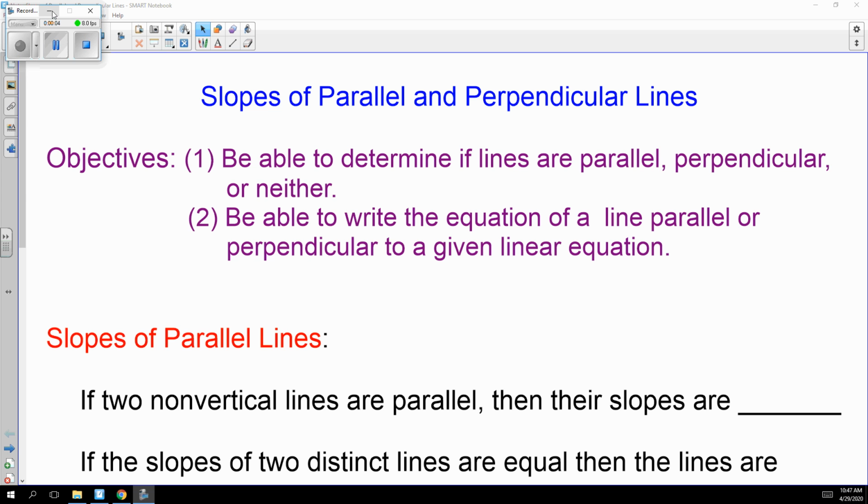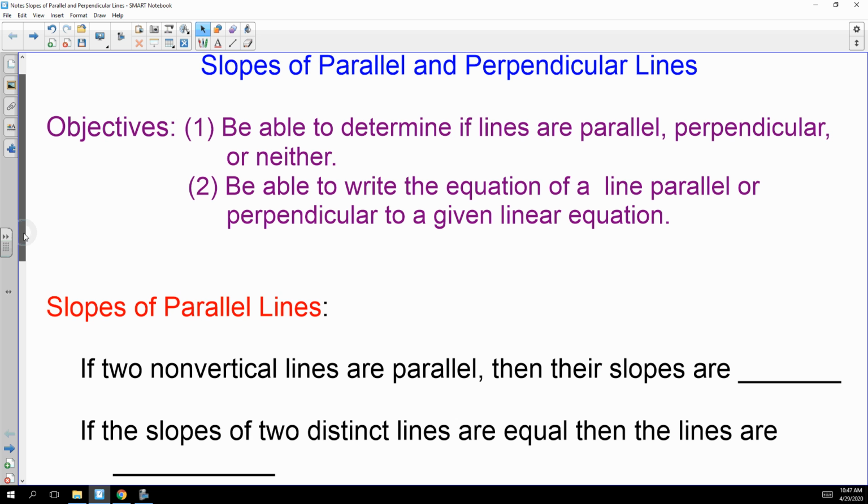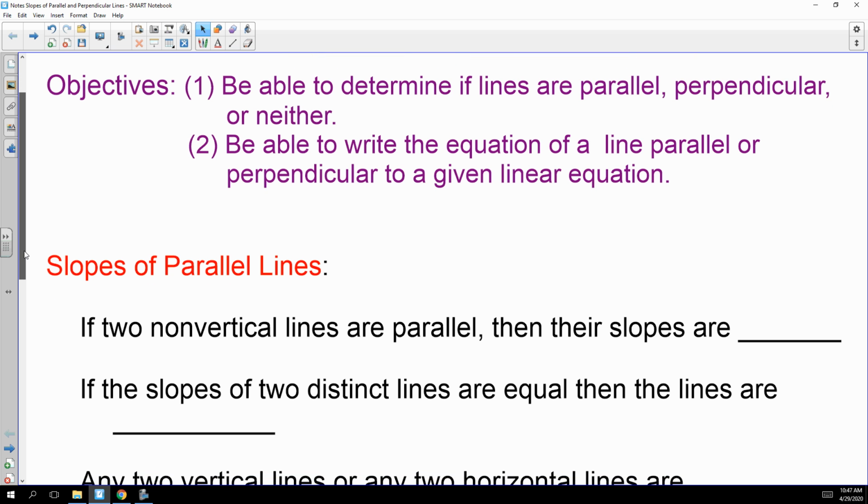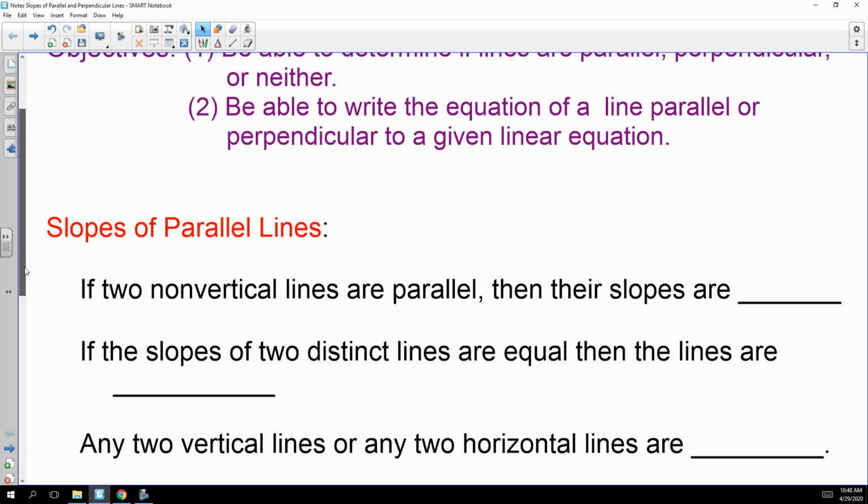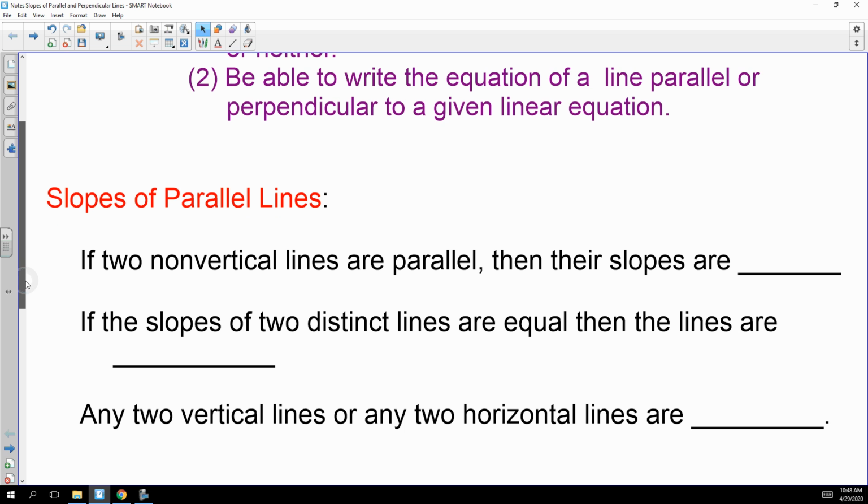Hi guys, we're going to discuss slopes of parallel and perpendicular lines a little bit today, and as well equations of parallel and perpendicular lines. So it is, again, just a review. I know you've seen it before and had it before, so we'll just refresh your memory a little bit. We want to determine if lines are parallel, perpendicular, or neither, and we want to be able to write the equation of a line parallel or perpendicular to a given line.